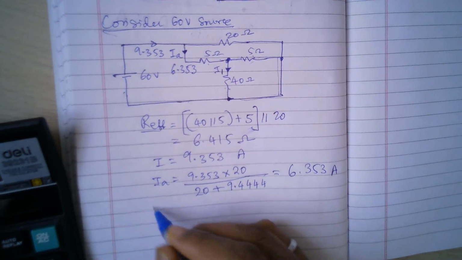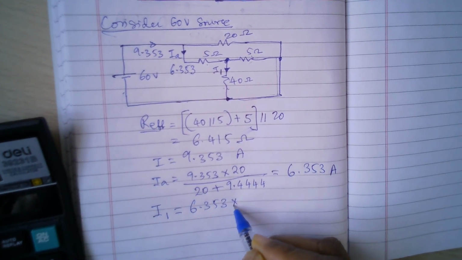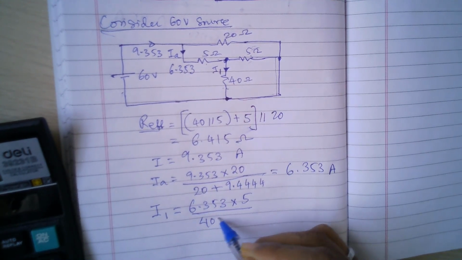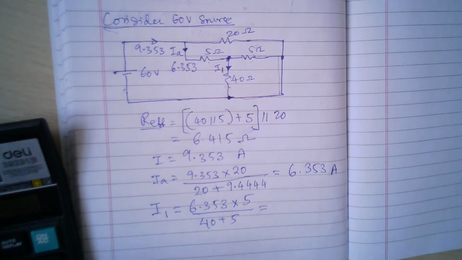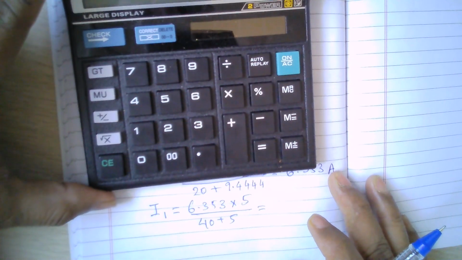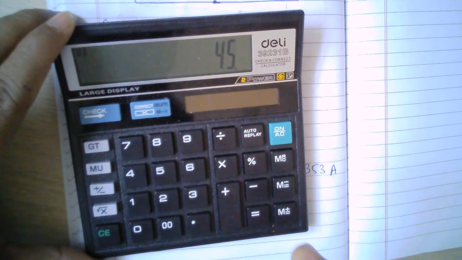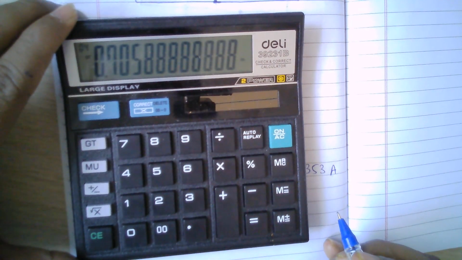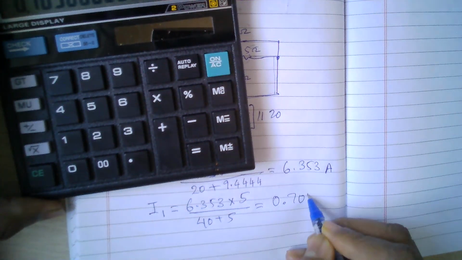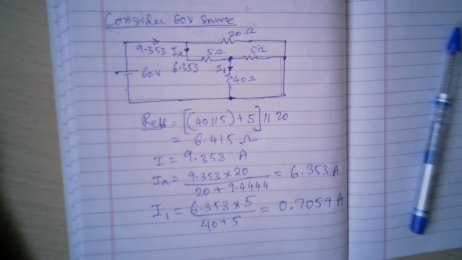Okay, so from that I can find I1. Okay, so what is I1? 6.353 multiplied by the opposite resistance, which is 5, and divided by the total resistance, 40 plus 5. So again I apply this current division principle. Okay, so 6.353 multiplied by 5 divided by 45. Okay, so I'm getting 0.70588. Yes, so or 0.7059 amperes. Okay, so this is my total current because of this.